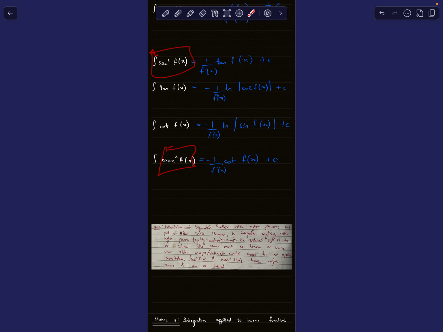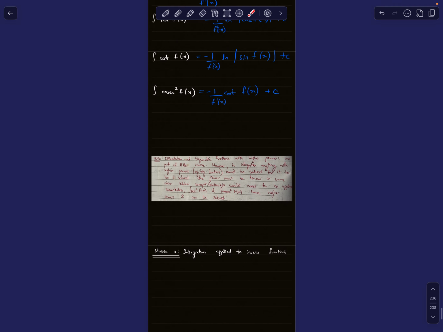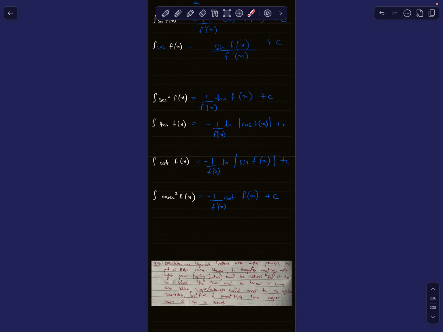You will not be asked to solve any other integrals of higher powers, and if you end up with one, that may be an indication that you have gone off in the wrong direction while solving. That's it for now.